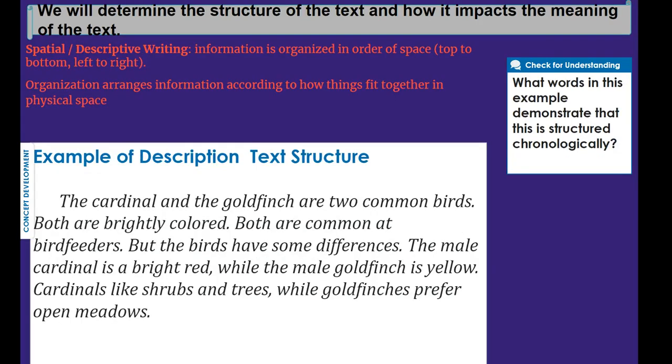Next is spatial or descriptive writing. This is basically information that is organized in space: top, bottom, left, right. It also gives you details about how things fit together. So spatial is the one that deals with the space. The description, we're talking about things that paint an image in your mind, okay? So you have an example of that below.